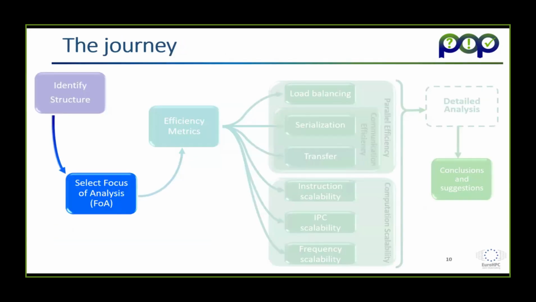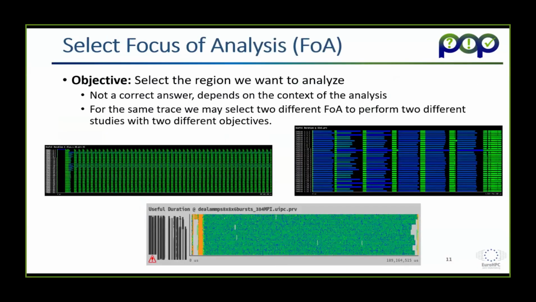So now that we have the global view of the application, we say, okay, what do I want to analyze? What we call the focus of analysis, the FOA. You will see that we refer to the FOA a lot of times here. It means which part of the code we are going to focus on and obtain the metrics from. So we go back to the three traces that I showed before, where we detected the structure, and we need to decide which is the FOA for each one.